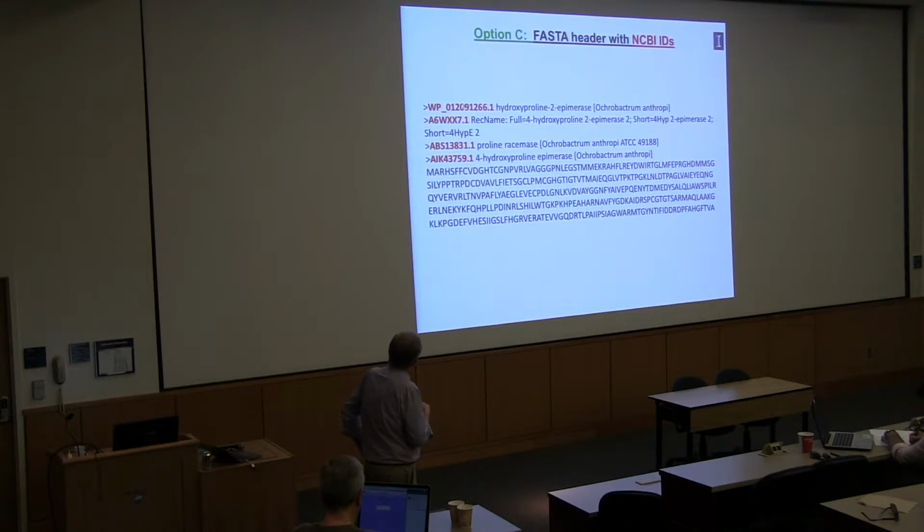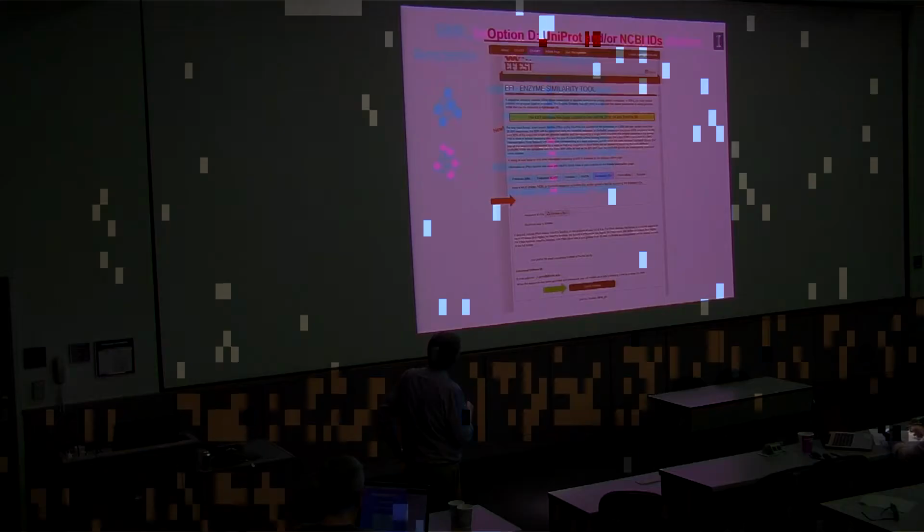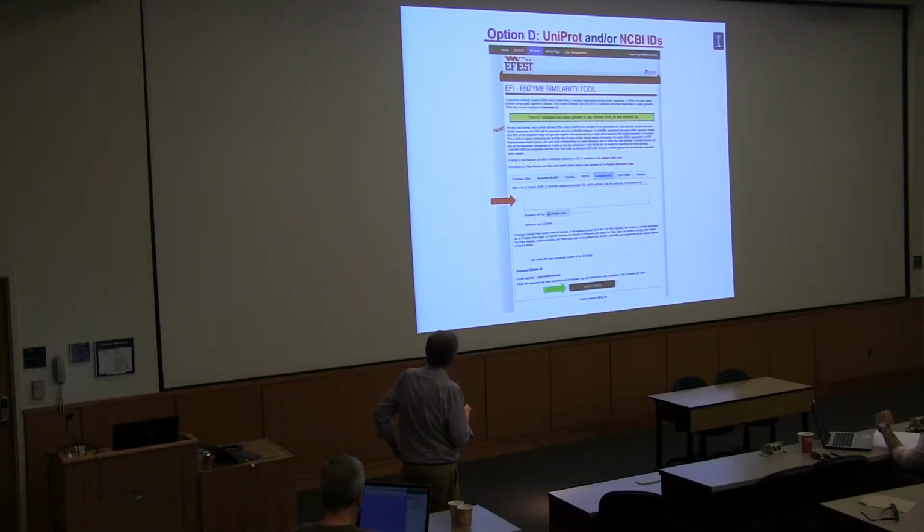We will also read NCBI IDs. If you have a list of NCBI IDs, probably half of those will have a UniProt equivalent. The NCBI database is larger than the UniProt database. About half, as I said, of the NCBI IDs will have a UniProt ID. And again, it will read these sequences, and if we can find a UniProt equivalence, it will provide the node attributes. Option D, you can provide a list of either UniProt and or NCBI IDs, and it will run the sequence similarity network.